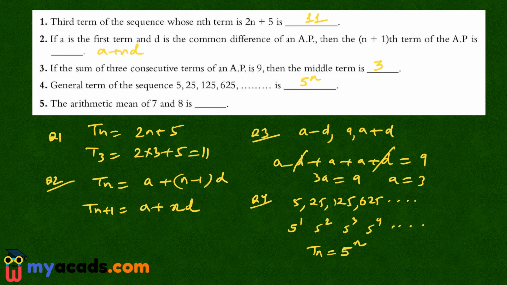My question fifth is, the arithmetic mean of 7 and 8 is. It is 7 plus 8 by 2. It is 15 by 2. It is 7.5. So 7.5 is the answer of this question.